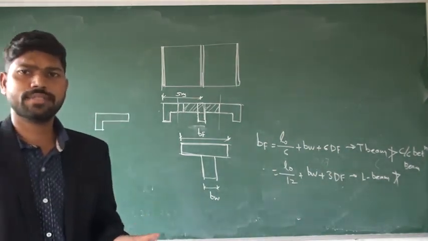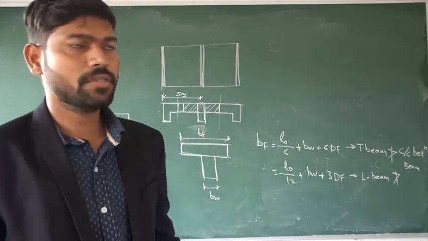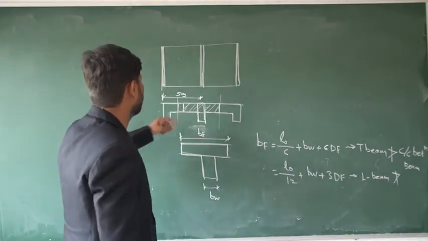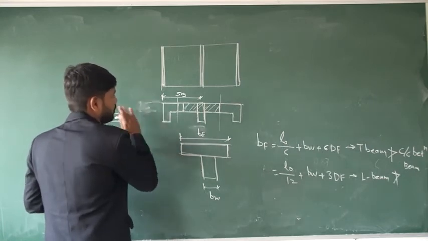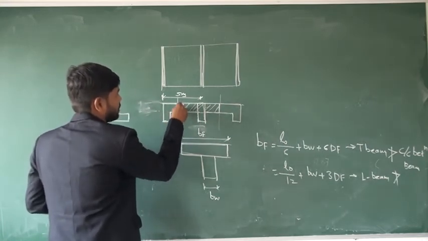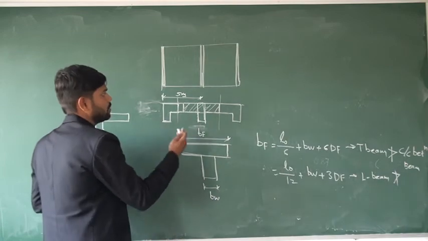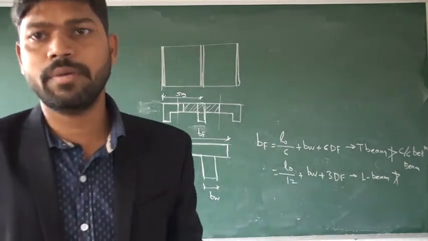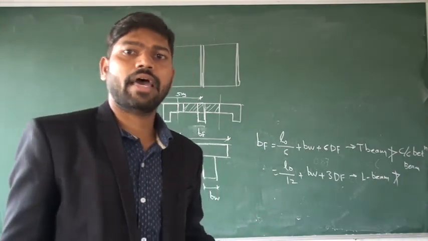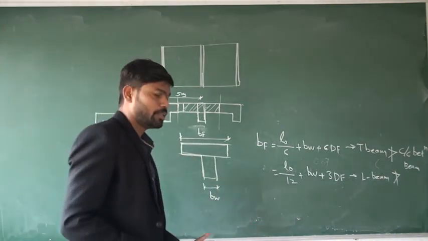Now, when do we consider a T-beam and when an L-beam? If the beam is a corner beam, there is no slab on the other side of the beam, so it will act as an L-beam. And if the beam is an intermediate beam, then it will act as a T-beam.